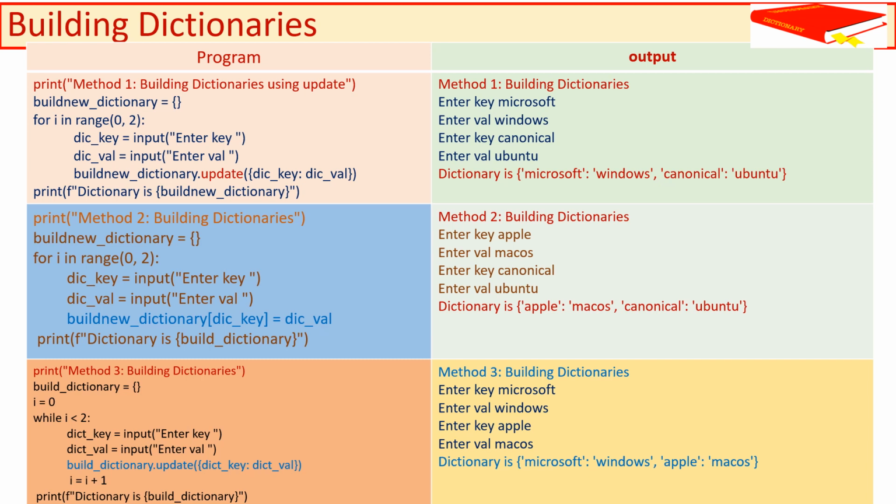And in the third method, we'll follow the same procedure, that is update. So start with the empty dictionary, then you can iterate i from 0 to 1, and you can use the while condition. In each and every iteration you have to increment i so that you can form a dictionary.